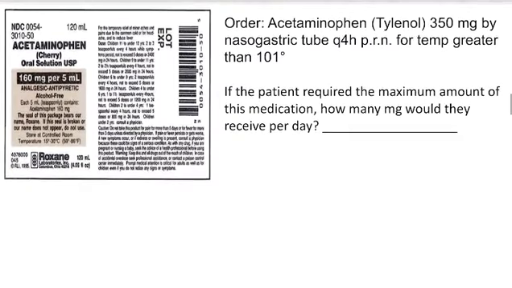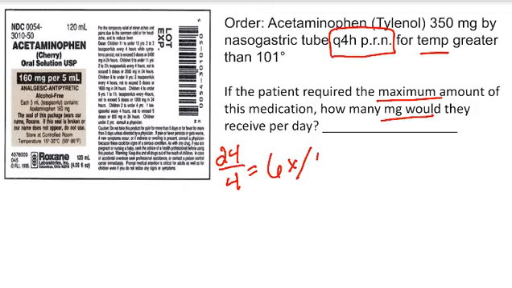Okay, I'm going to read a little bit here. A patient required the maximum amount of this medication. How many milligrams max would they receive? Okay, so this medication is written Q4 PRN for fever. So I know that if I gave this medication every 4 hours because this patient's fever continued, how many times per day would I give it? So I give it every 4 hours. I'm going to take 24 and divide that by 4, and that's going to be 6 times per day max. If I gave it every 4 hours, I would be giving that 6 times a day.